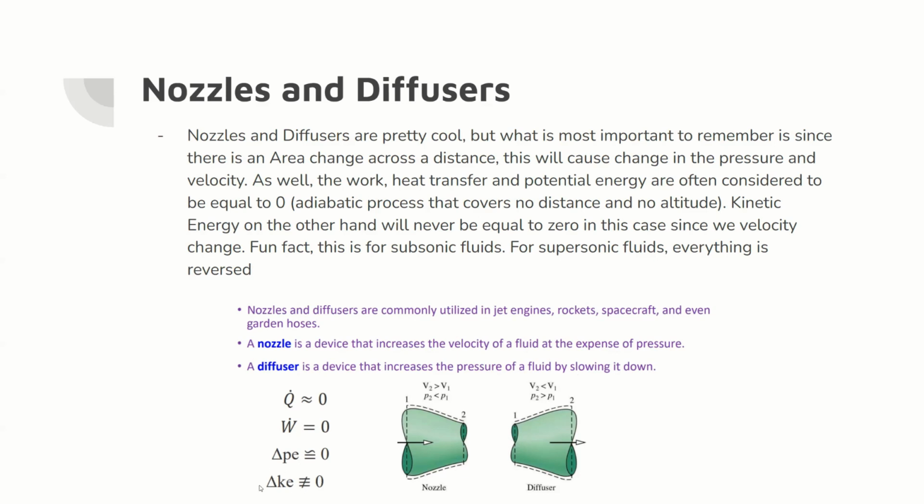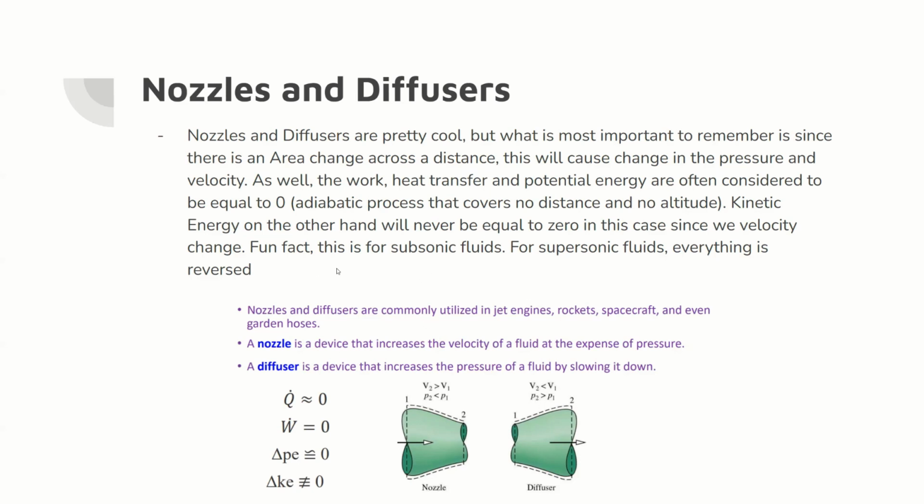Now, kinetic energy is never equal to 0. That's going to be your point of interest. Usually nozzles and diffusers are going to use the first law equation, the long version, dE divided by dt, with Q, work, and potential energy equal to 0, but kinetic energy and maybe even specific internal energy change will always be considered. So in nozzles, your velocity is increased and your pressure is reduced. In diffusers, it's the other way around. Your velocity is reduced and your pressure is increased.